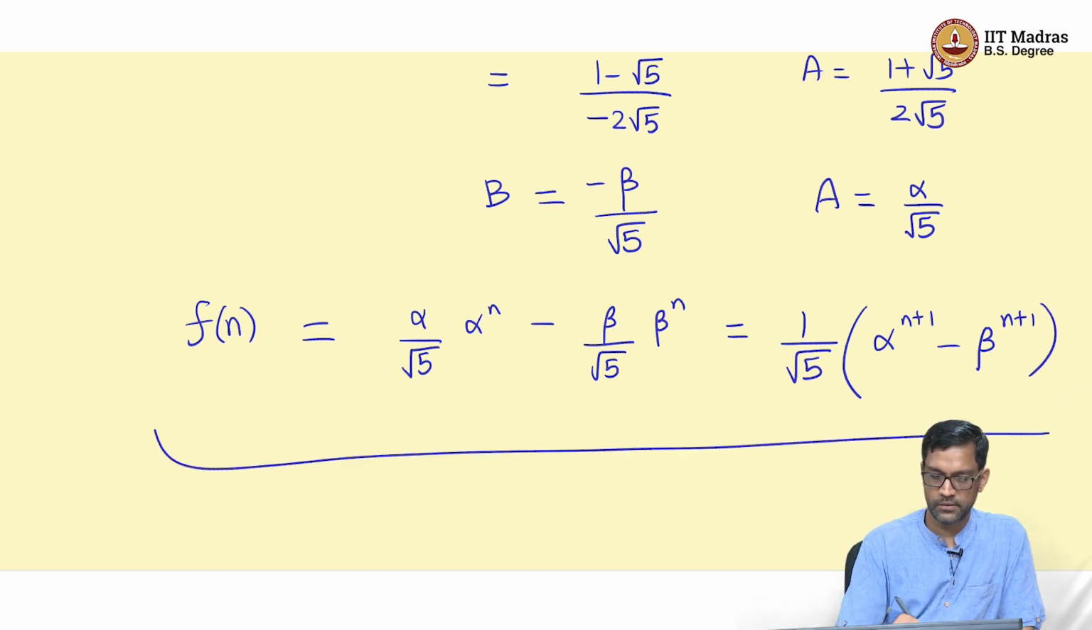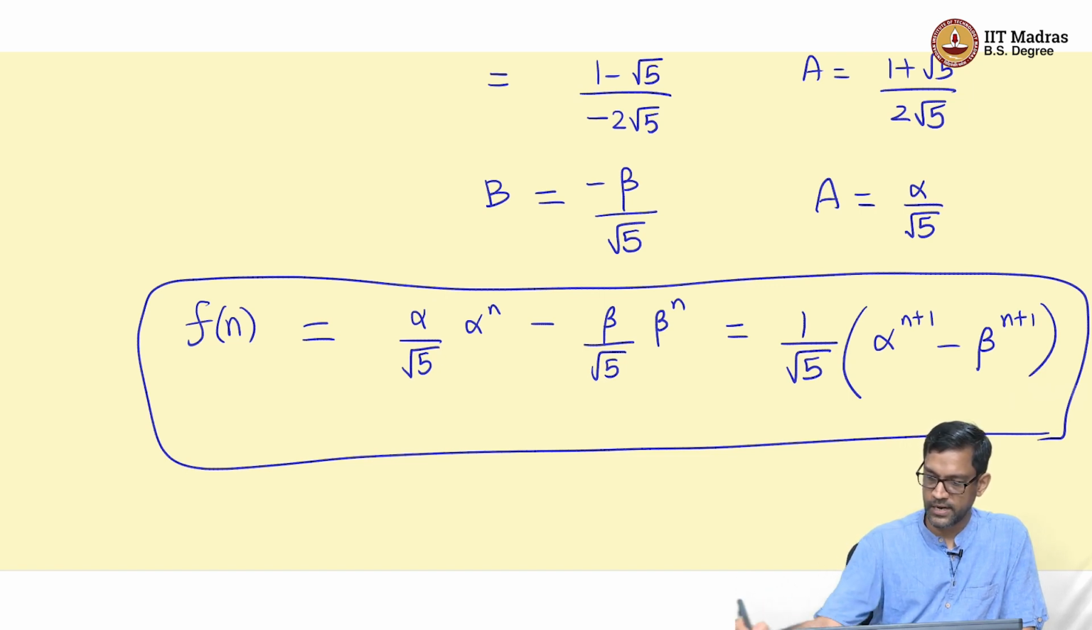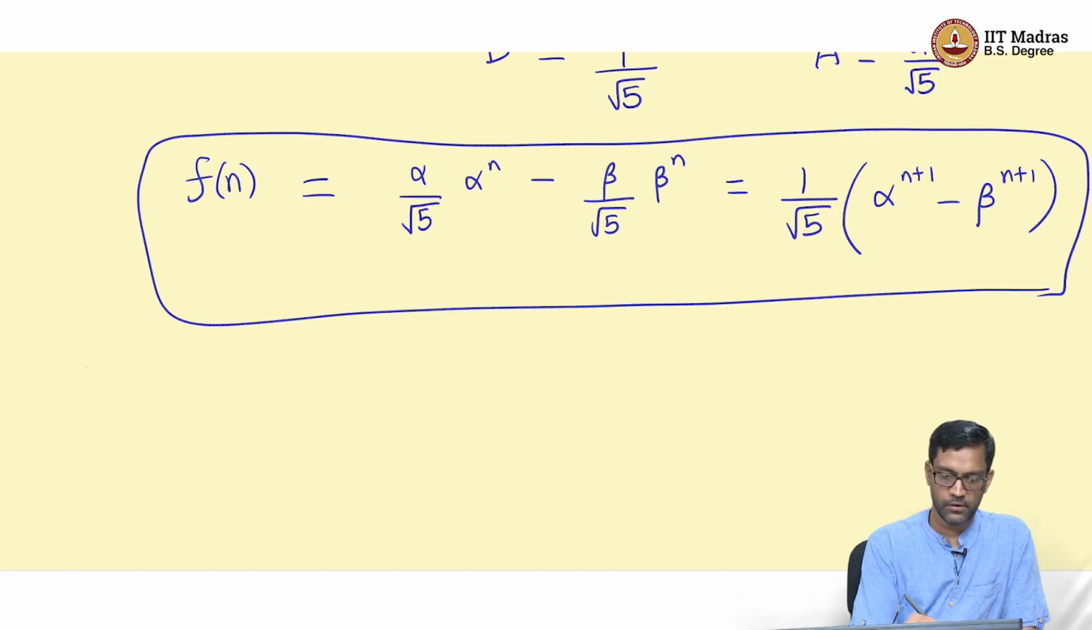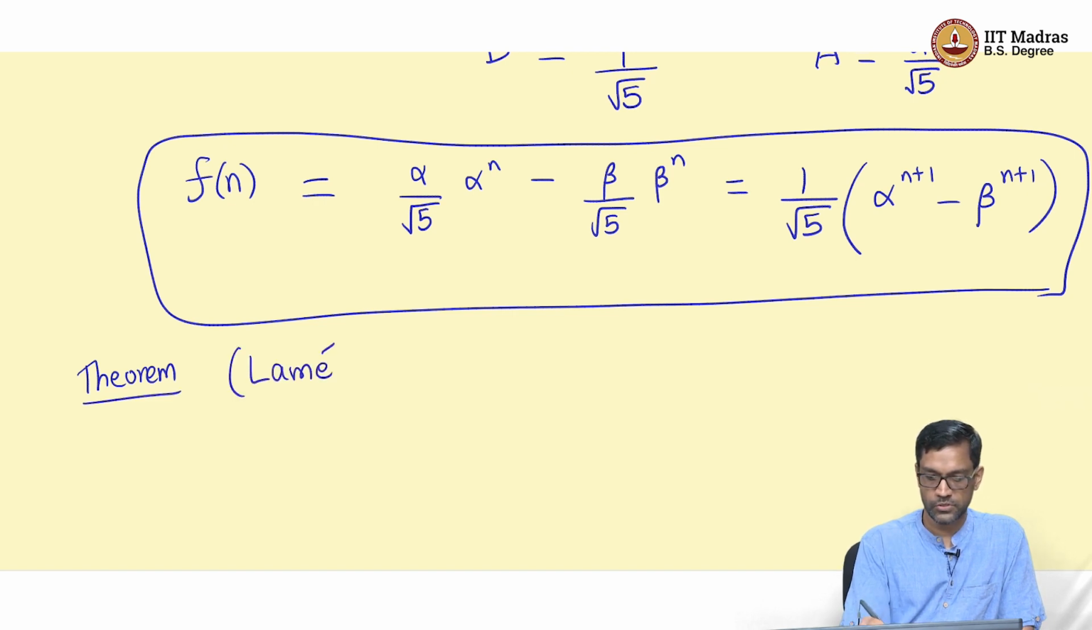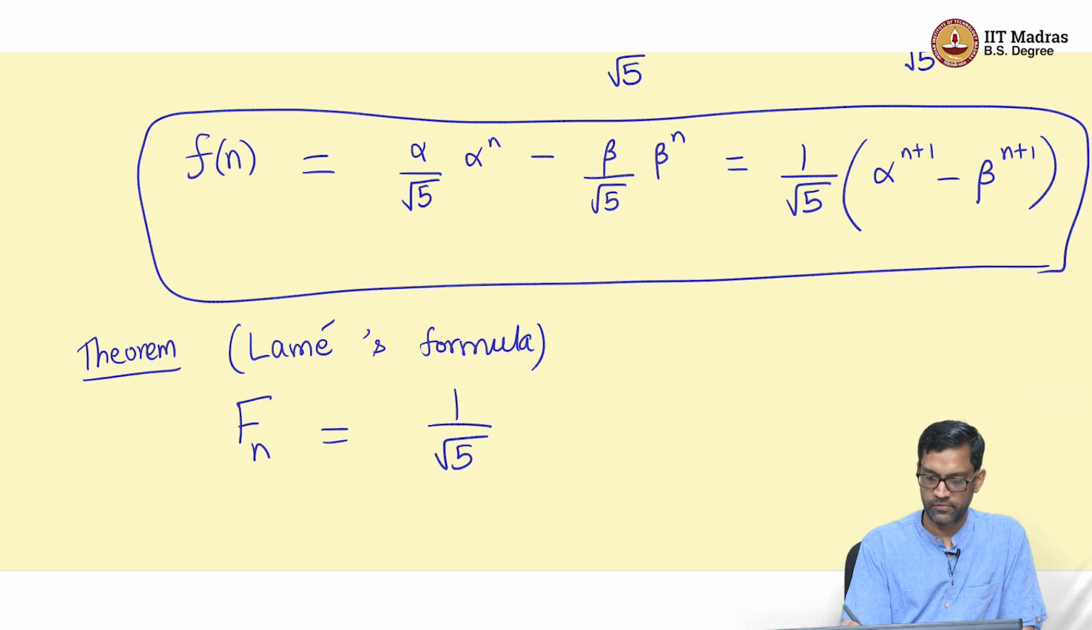Okay, and observe that this is in fact going to equal the nth Fibonacci number. So, finally here is what we have proved. Theorem, this is sometimes called Lamé's formula, which gives us a formula for the nth Fibonacci number. It says Fn is 1 by square root 5 times alpha power n plus 1 minus beta power n plus 1.